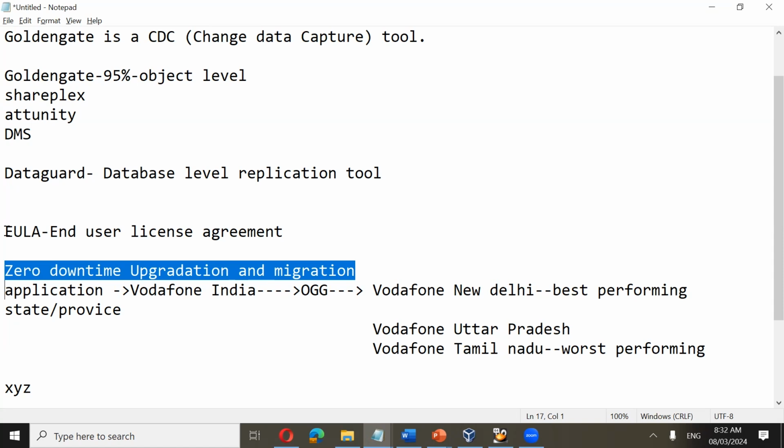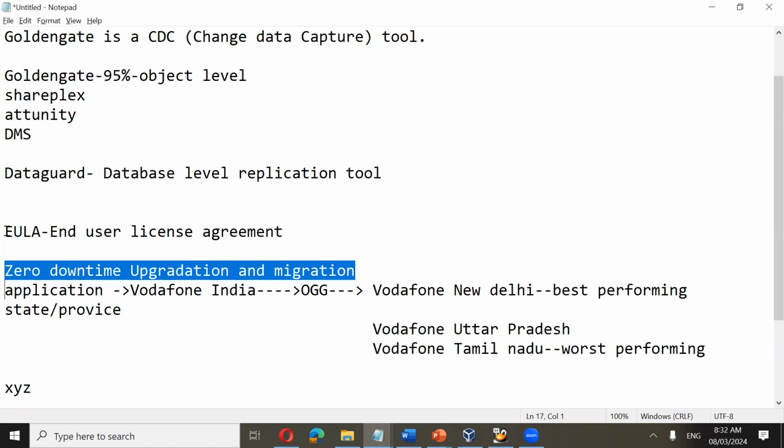So with Goldengate nowadays, what organizations do is they buy a short-term license, say for example, a 6 months license or 3 months license. During that, they perform zero downtime upgradation and migration using Oracle Goldengate. So nowadays, a lot of cloud migrations are also going on, right?